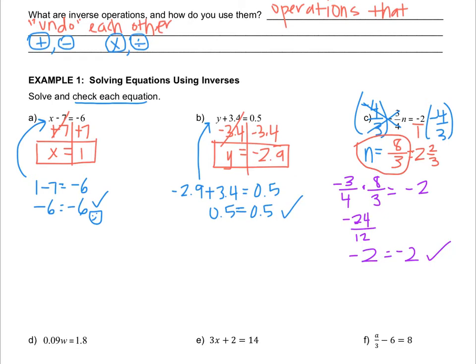In class, I'll show you another way that you can solve it without having to multiply by the reciprocal.